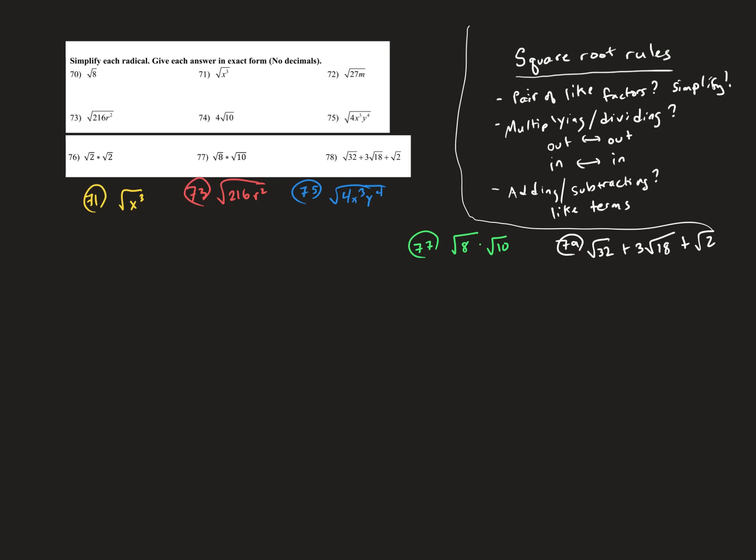If you're multiplying or dividing square roots, outside goes with outside and inside goes with inside. Again, we'll do an example of that in a minute. And when you're adding and subtracting, you have to have like terms, and we're going to explain that as well. All right, so let's start.